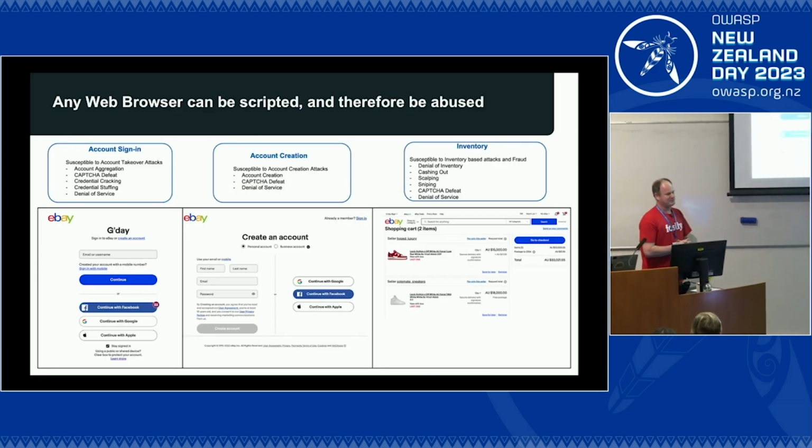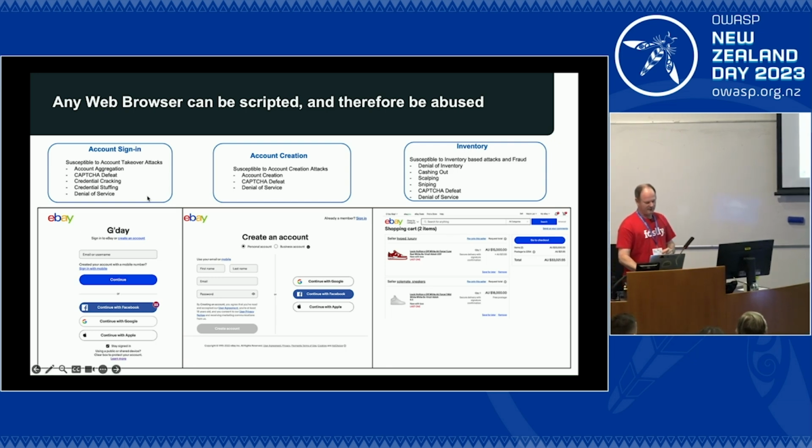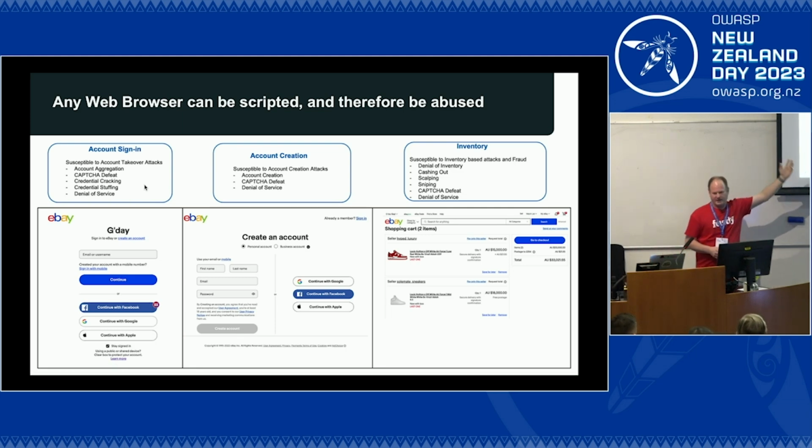If you map this back to the OWASP Automated Threats handbook, there's a whole bunch of things you can associate to each different area. So when you log in, you've got things like account aggregation, CAPTCHA defeat, credential cracking, credential stuffing, etc. There are various nuances between credential cracking and stuffing. In the interest of time I won't go through that here, but read the OWASP Automated Threats handbook. It's great. Account creation is a big thing as well.